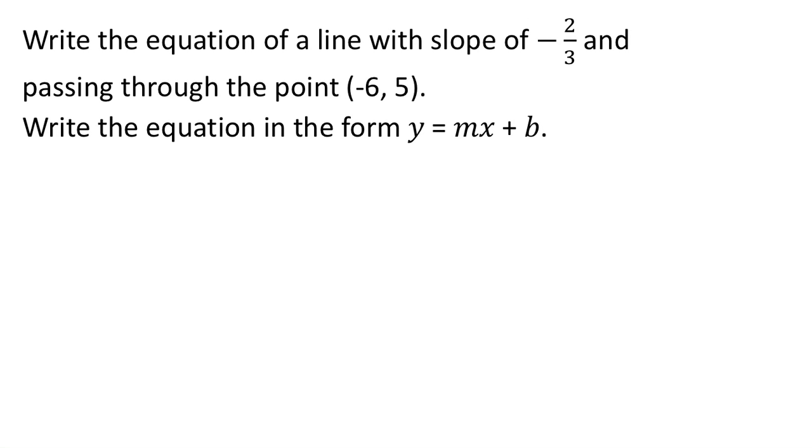All right, this one we're going to write the equation of a line with slope of negative 2/3 and passing through the point negative 6,5. We'll write the equation in slope-intercept form, no problem. To start out though, we're just going to go with point-slope formula, which looks something like this.